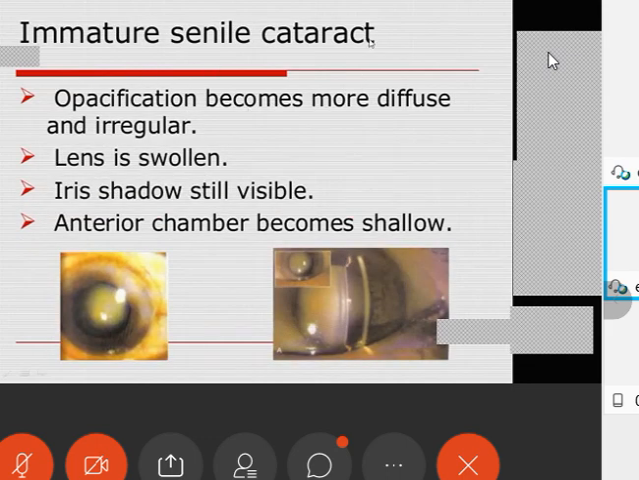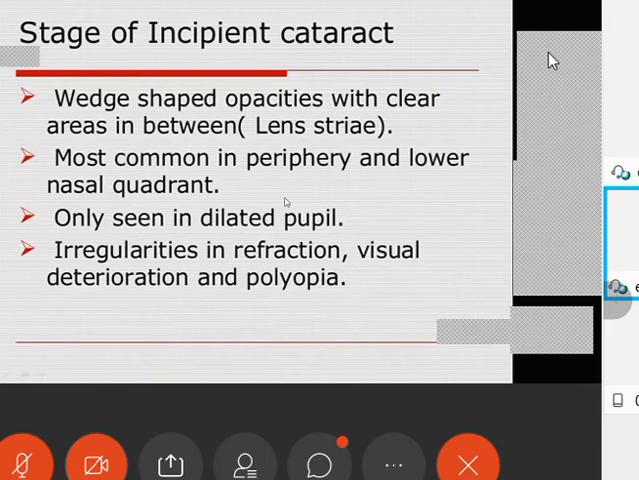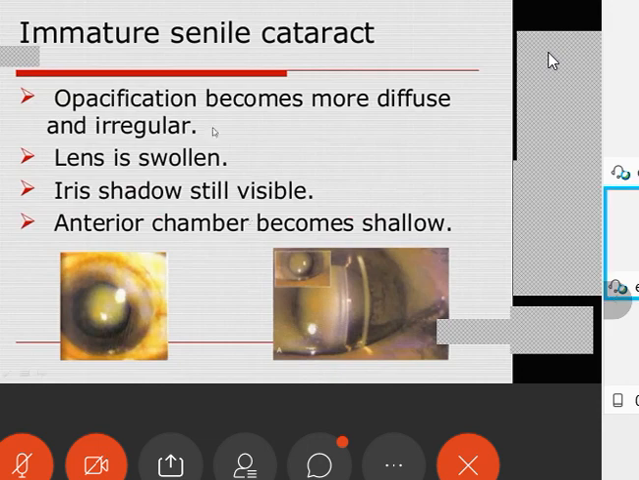In the immature senile cataract also polyopia is present, but sometimes the patient may complain of pain. Why? Because the lens is swollen and the anterior chamber is shallow, and it may lead to glaucoma, that is, lens-induced glaucoma. But in this case, because it is immature, there are still clear lens fibers seen. So there is the iris shadow still present in the immature senile cataract, which differentiates it from the mature senile cataract. Here the anterior chamber is shallow, and in the incipient cataract also the anterior chamber is shallow.